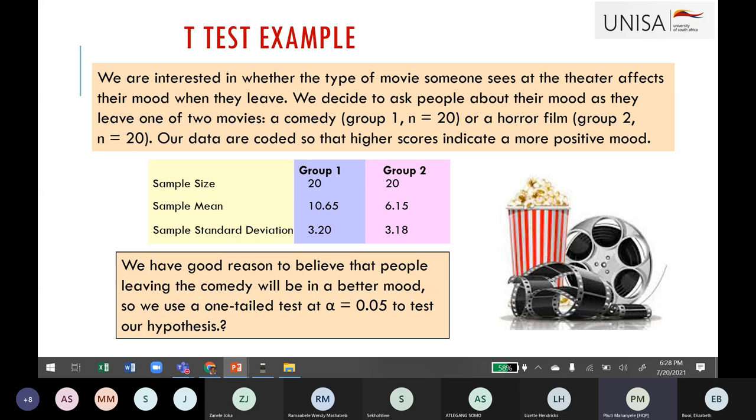So they can be different sizes. The N's can be different because this comes from two different groups. It could have been that people who came from the comedy were 18, and then those who watched the horror were 20. Okay, thank you.